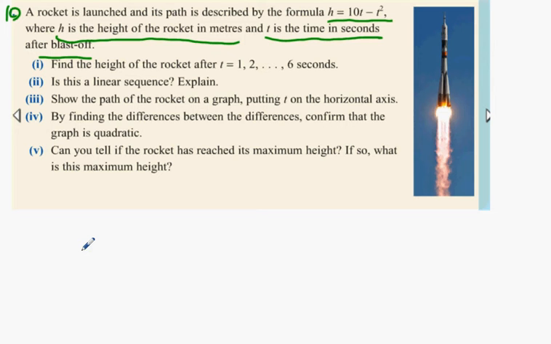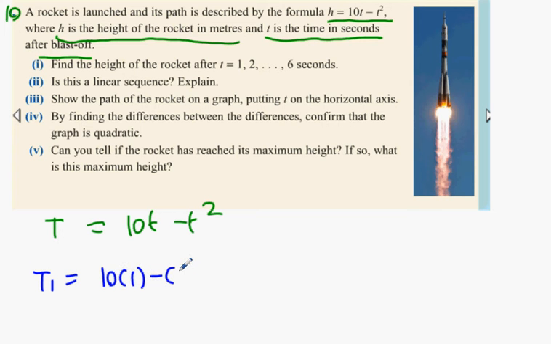So, if I do this as a series, guys, h, I can do it like this. h is equal to 10t minus 10 minus t squared, okay? Now, imagine this. What happens if I want t1? What do I do? 10 times 1 minus, which is 9. What happens if I want t2?